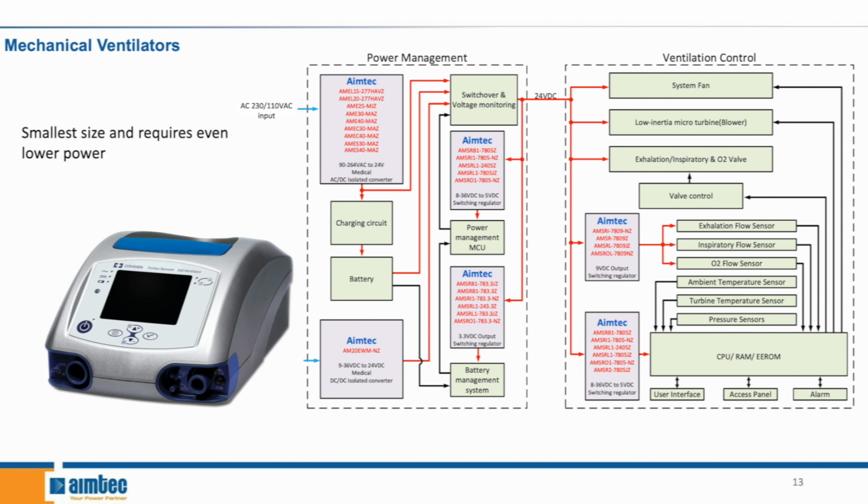Now, for mechanical ventilators, which are actually the smallest size and therefore require even lower power. And again, Aimtec's medical grade DC-DC converters, the AM20 EWM with a 4:1 input voltage range, is built into the device to enable a flexible external DC power source. The input power is converted to 24 volts and powers the valve, blower, and system fan. Switching regulators, which are again non-isolated DC-DC converters, can be used to convert the 24 volts to 9 volts and 5 volts to power the sensors and the microcontroller units.